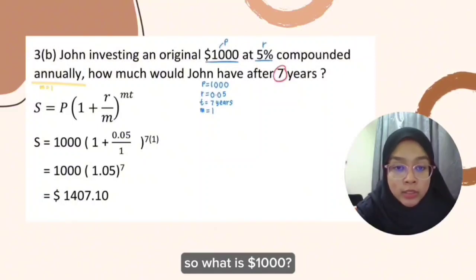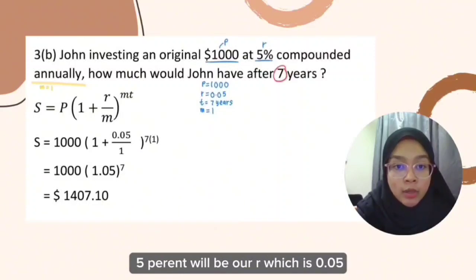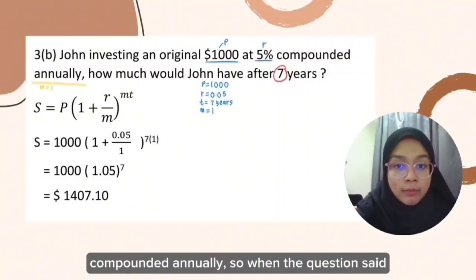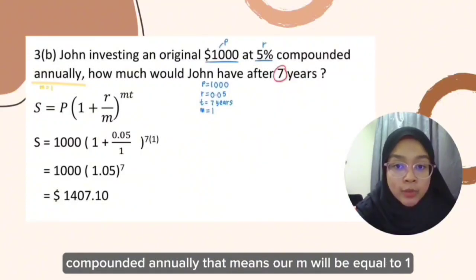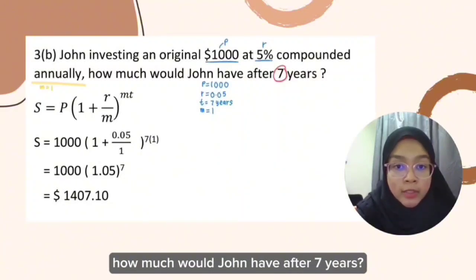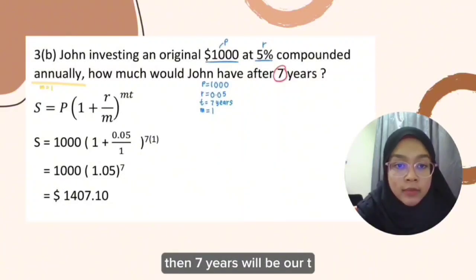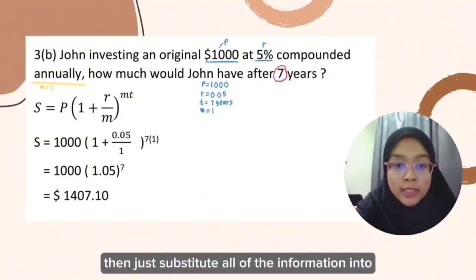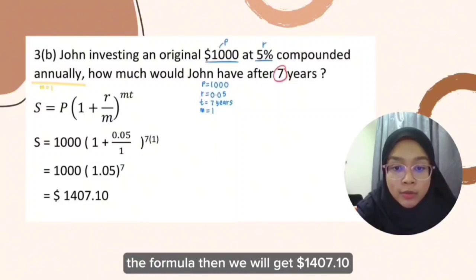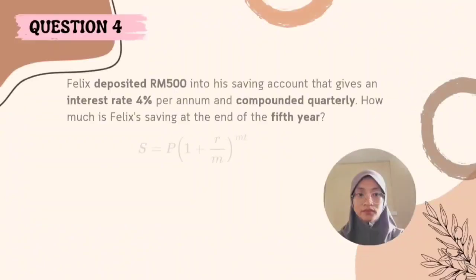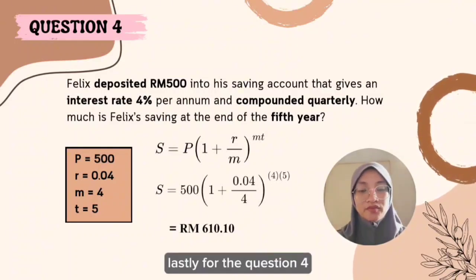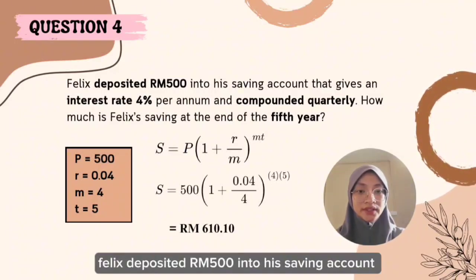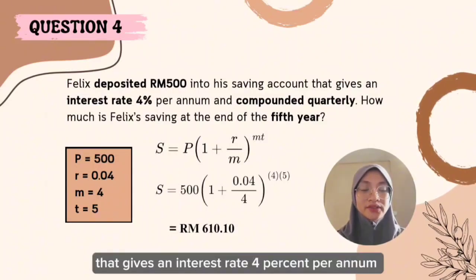Okay, 3B. John invests an original $1,000. So $1,000 will be our P at 5%. 5% will be our R, which is 0.05, compounded annually. When the question says compounded annually, that means our M will be equal to 1. How much would John have after 7 years? Then 7 years will be our T. Then just substitute all the information into the formula. Then we will get $1,407.10.